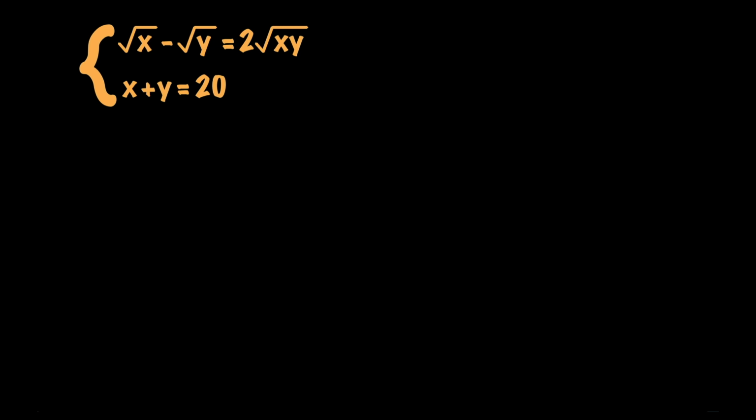In order to do that, first of all, let's start with the first equation, where we have the square root of x minus the square root of y equals 2 times the square root of x times y. Great. Now, one of the things that we do whenever we have radicals is to square both sides, because in that way, we're going to get rid of some radicals. In this case, if we do that, we're going to get rid of the radical on the right-hand side. So let's go ahead and square both sides.